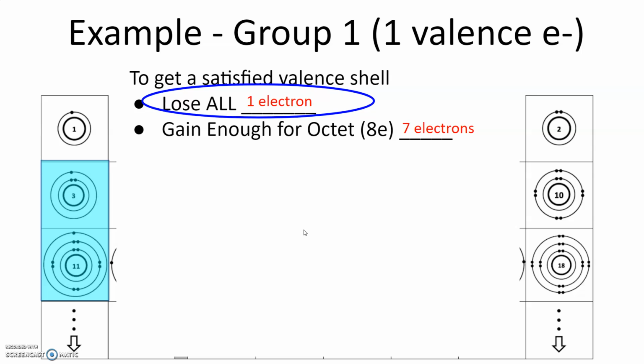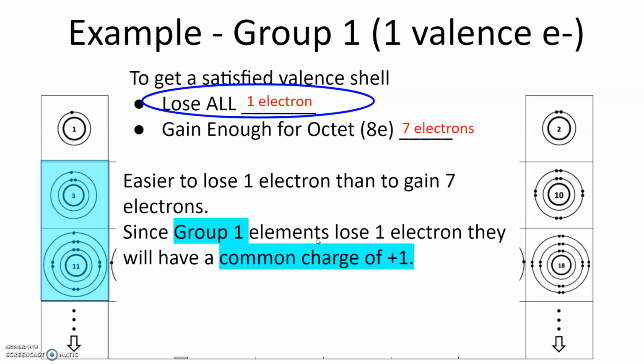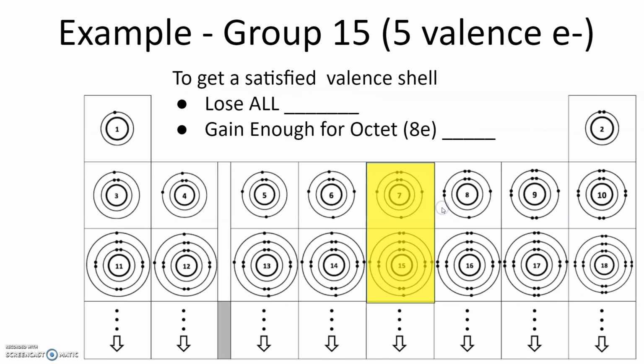So with that being said, elements in group 1 are going to lose 1 electron because it's easier for them to do that than to gain 7. And since it's losing 1 electron, elements in group 1 are going to have a common charge of +1. Recall that if an atom loses electrons, it becomes more positive. So it lost 1, it'll become +1.